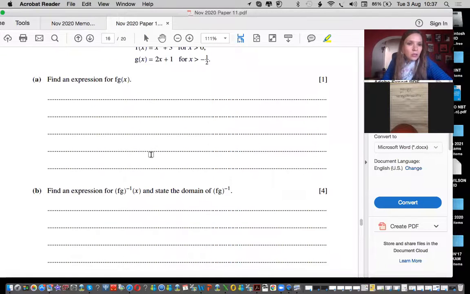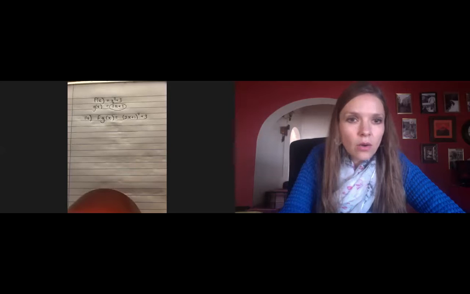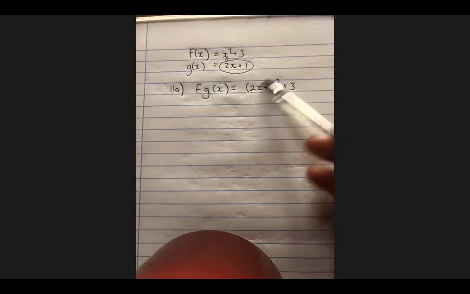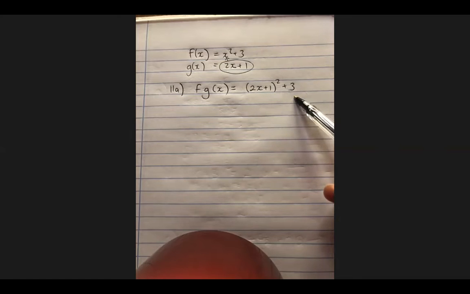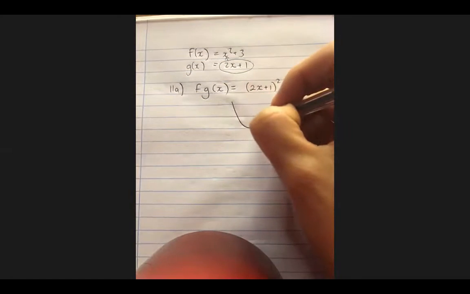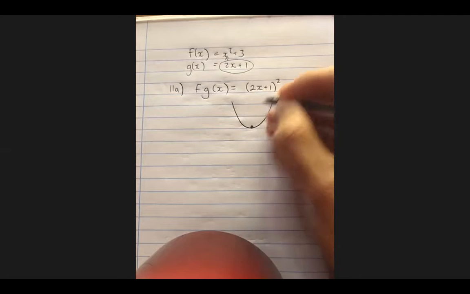Next question, they want you to take what you just created, the compound, and they want you to do the inverse and then state the domain. What will be the easiest at the moment is when you look at what you've created, you have created a parabola. So maybe just even a small little sketch of your parabola. This is your turning point.